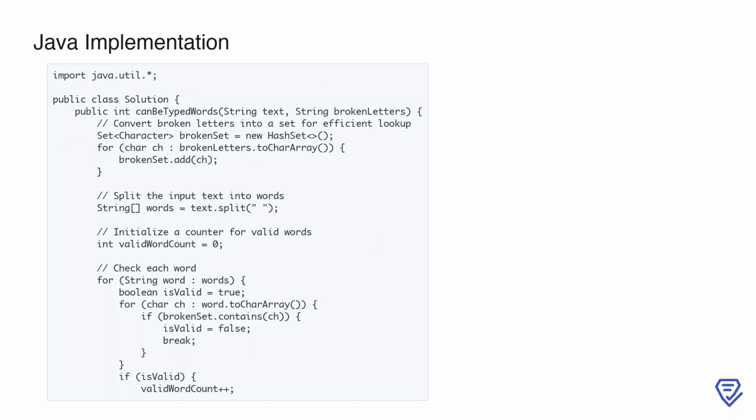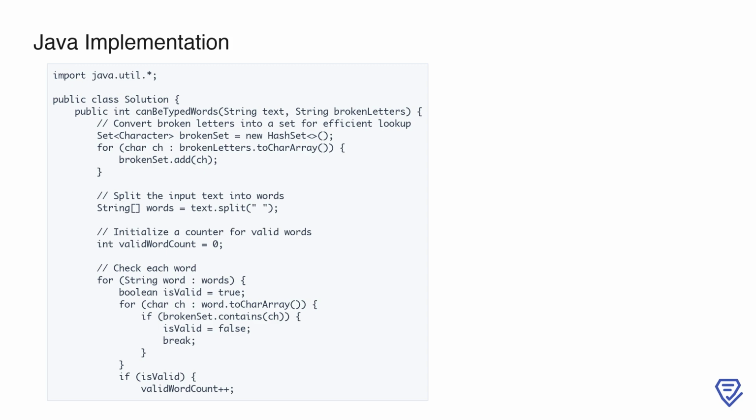Here, we start by importing the necessary utilities and defining our solution class with the method canBeTypedWords. The goal of this method is to determine how many words in the given text can be typed without using any of the broken letters. First, we take the broken letters string and convert it into a set of characters, called broken_set. Using a set allows us to perform efficient lookups when checking if a letter is broken.